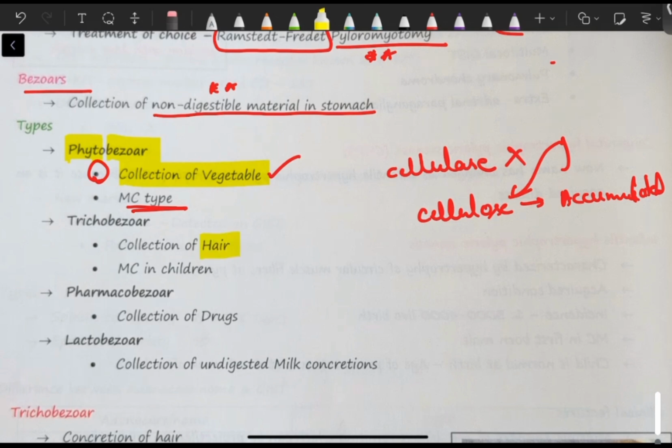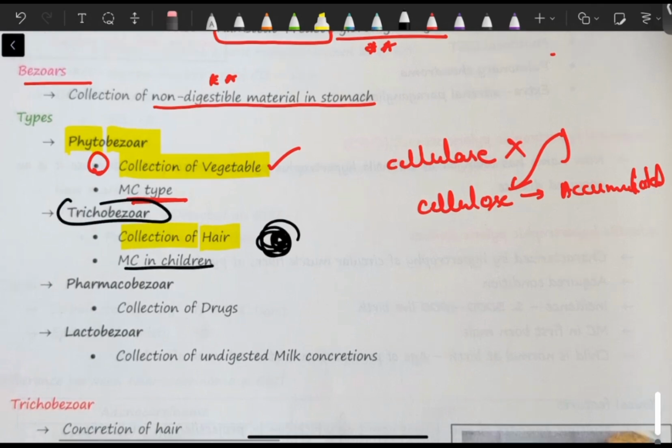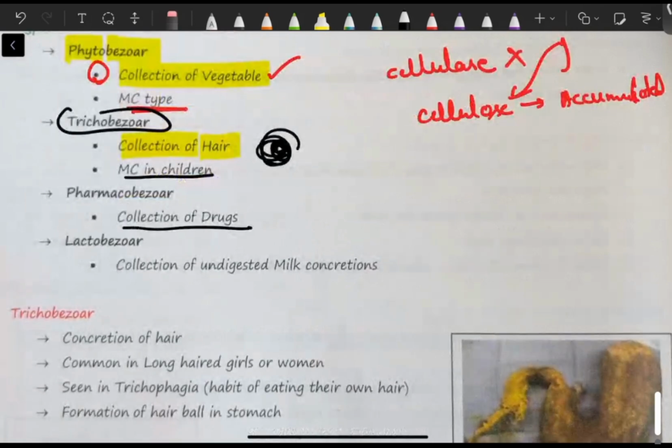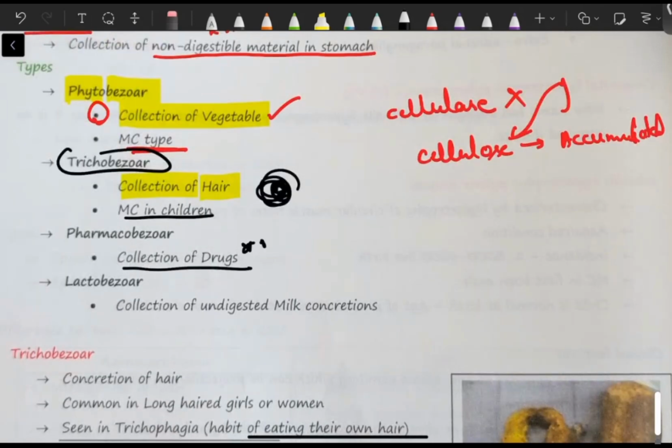Some children might have an irresistible urge to consume hair, and whatever hair they consume will go and get collected in the stomach in the form of a ball, and that is called trichobezoar, most commonly in children. Okay, so that is trichobezoar. Next, pharmacobezoar is a collection of drugs. Non-digestible materials won't get digested and they accumulate in the form of a ball, so this is called a bezoar.